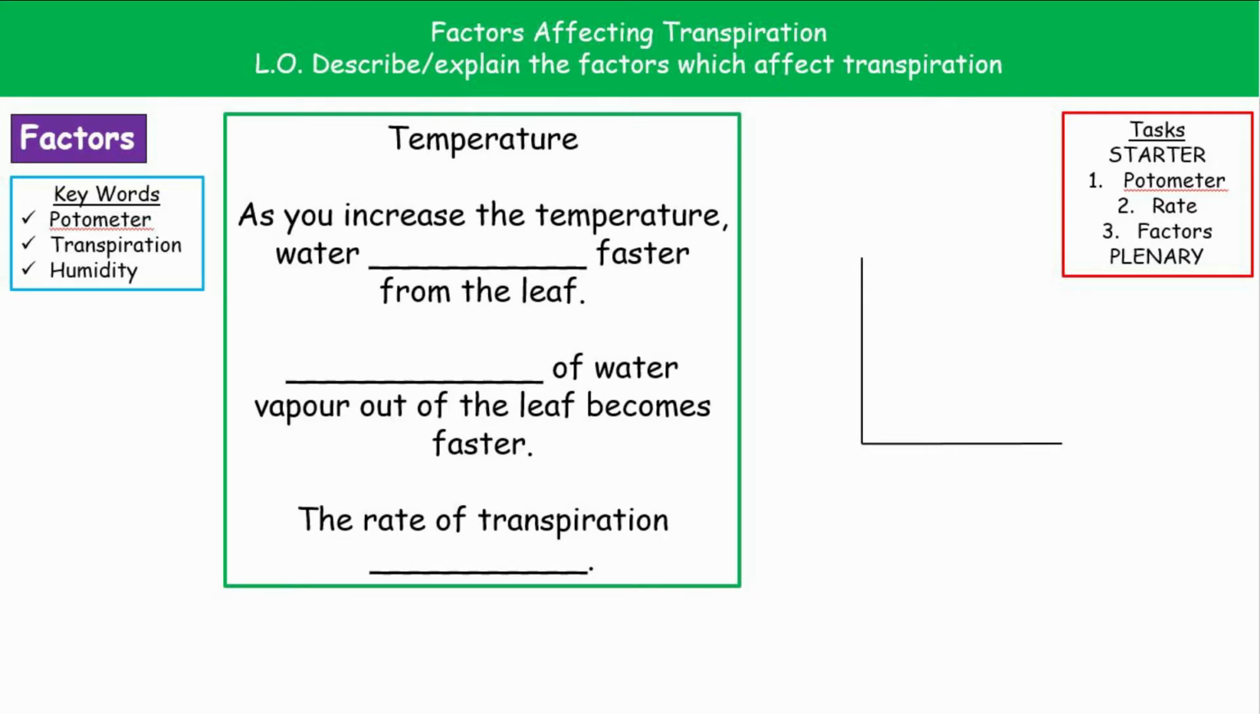So see if you can have a go at finishing off those three sentences about how temperature affects the rate of transpiration. And you'll notice I've just given you the axes for a graph there. So see if you can sketch what the shape of the graph for temperature and the rate of transpiration would be. So let's see if we can get our axes the right way around and the shape of the graph. I'll give you about another 2 minutes to have a go at that.